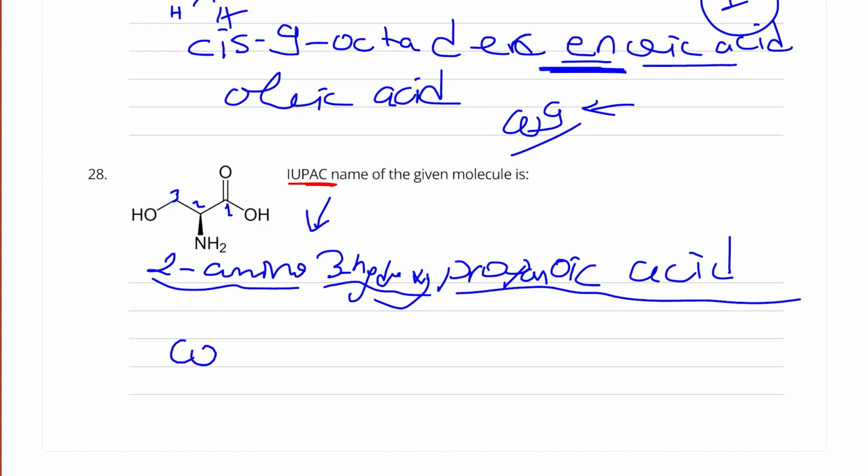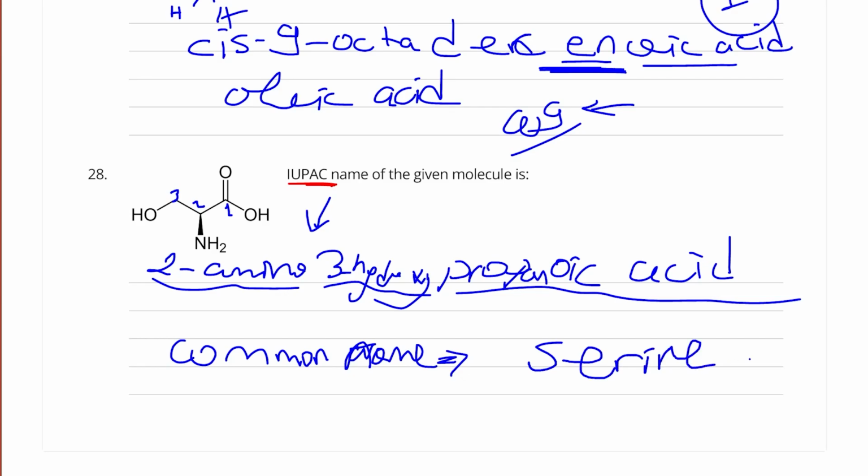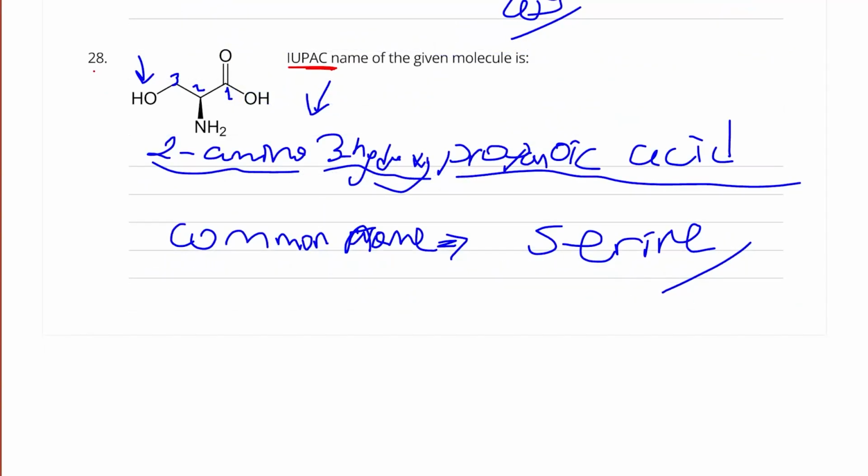What is the common name? The common name of this carboxylic acid is, my dear friends, serine. It's an amino acid. It's a protein amino acid having an alcohol group. And there are 3 amino acids having an alcohol group. The one is serine. The other ones are threonine and tyrosine. But actually tyrosine carries a phenolic group. Yes, question 28 is the last one.